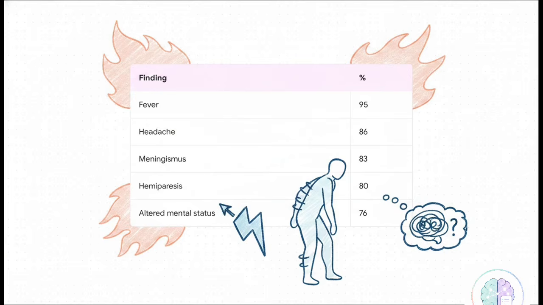Let's look at the highest frequency findings point by point here. Almost every single patient, 95%, will spike a fever. Over 80% are going to complain of a severe headache, show nuchal rigidity, and present with hemiparesis. On top of that, roughly 76% will suffer from some form of altered mental status, and that's just due to the mass effect and general inflammatory involvement of the brain.